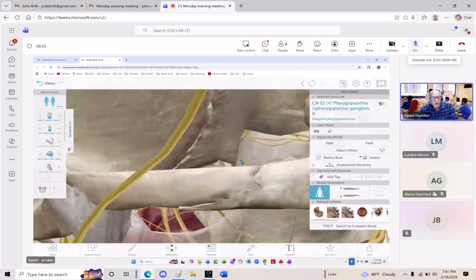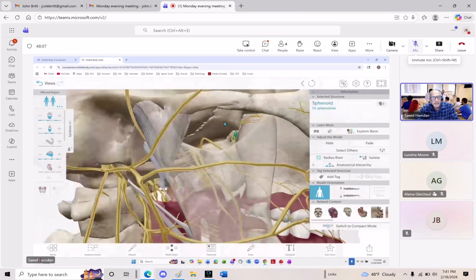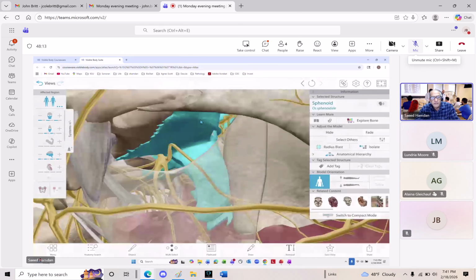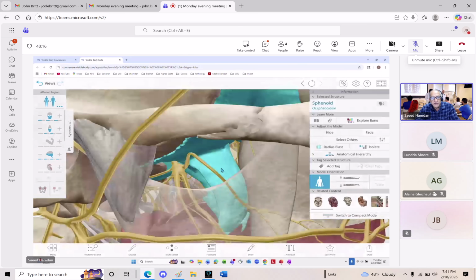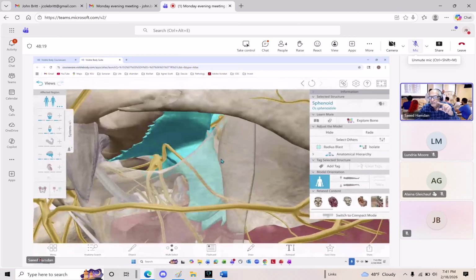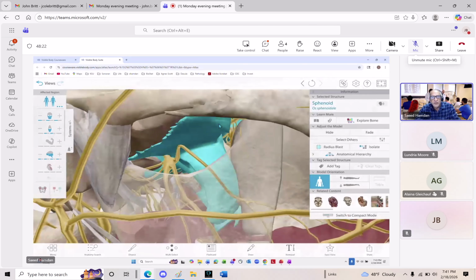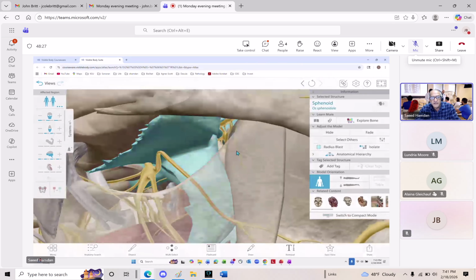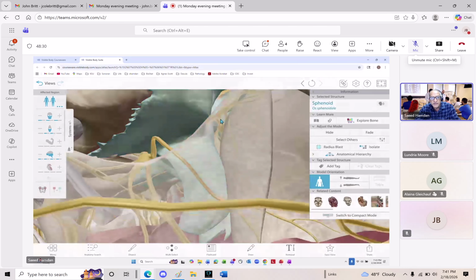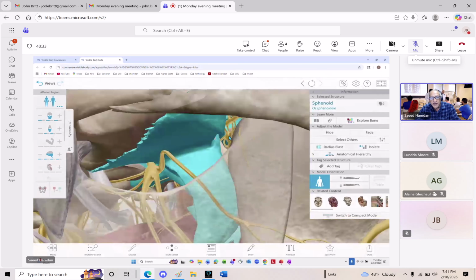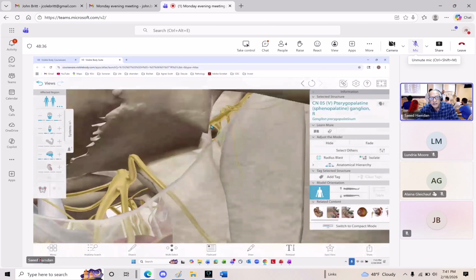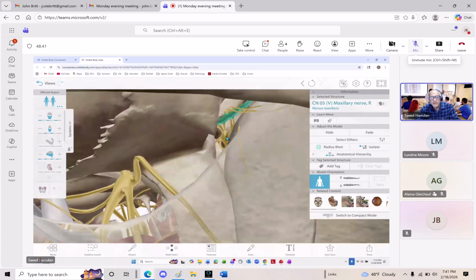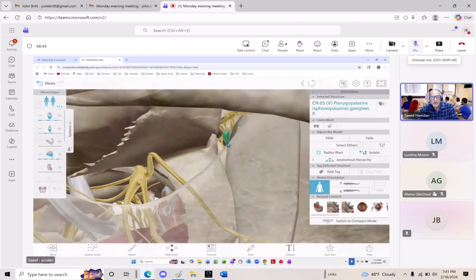So basically, you have to go all the way deep into the fossa right there. This bone right here is the sphenoid bone. Again, the sphenoid bone is going to be your orientation. Remember, this process here is called the pterygoid process of the sphenoid bone. And this fossa right here, I don't know if you can see it, is called the pterygopalatine fossa, and that's where the ganglion is. See right there? That's the ganglion. Basically, it's part of the maxillary nerve. So that's the maxillary nerve, and as it exits, it gives you the ganglion right there.